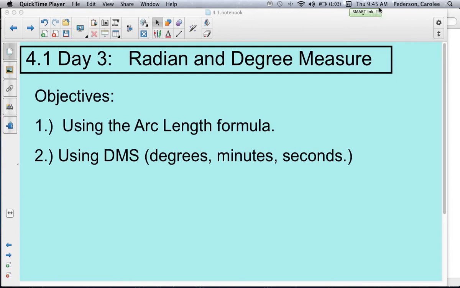This is 4.1, day 3, focusing on how to find the arc length and using the formula along with degree, minutes, seconds measurement. Just go ahead and write the topic down.